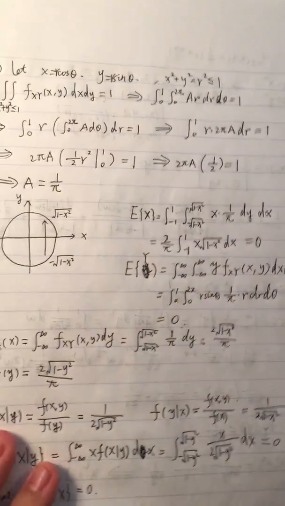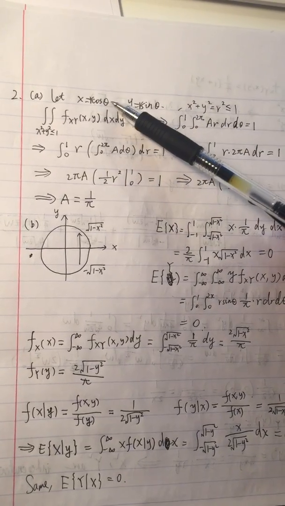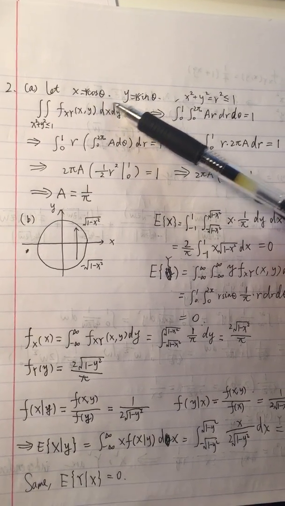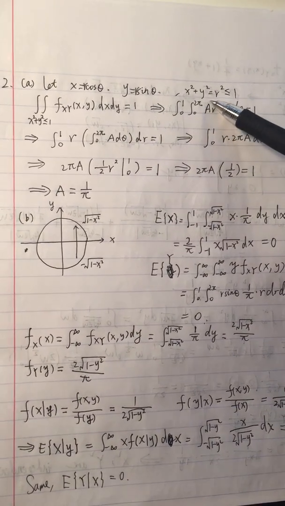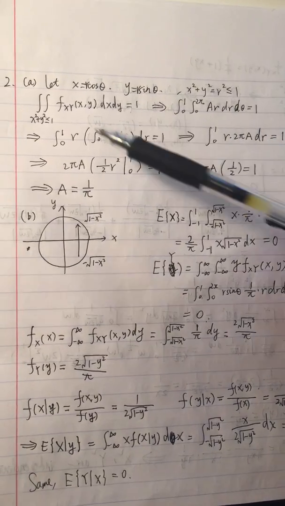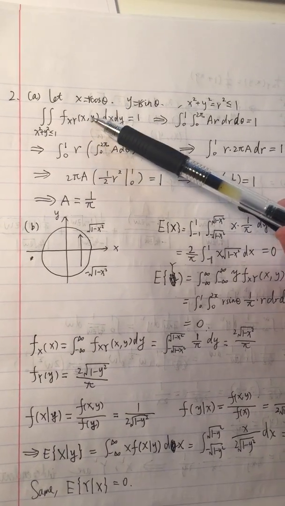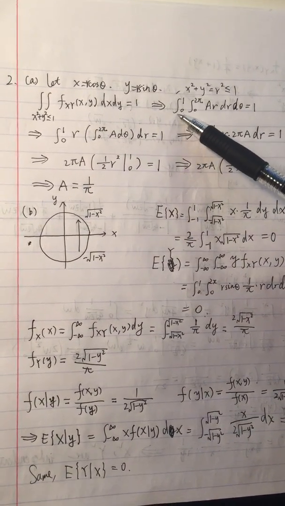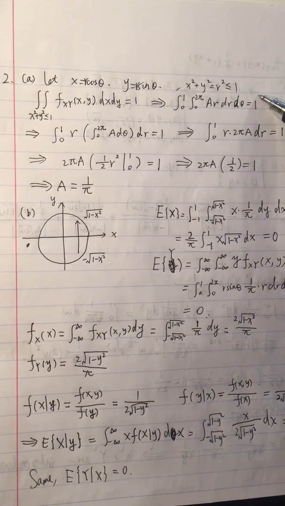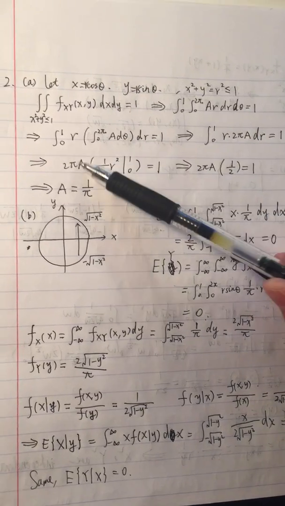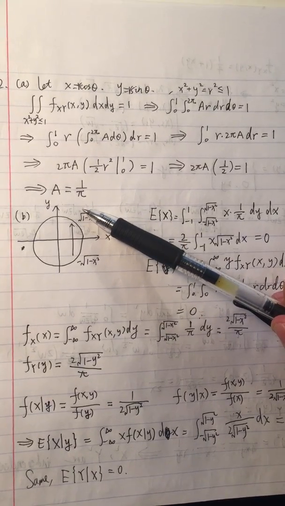For the second problem, first we want to find a. We let x equal r times cosine theta and y equal r times sine theta. So x squared plus y squared equals r squared, which is less than or equal to 1. We do the integral for both x and y with this substitution. Because it is a valid joint density function, this equals 1. We can easily find that a is equal to 1 divided by pi.